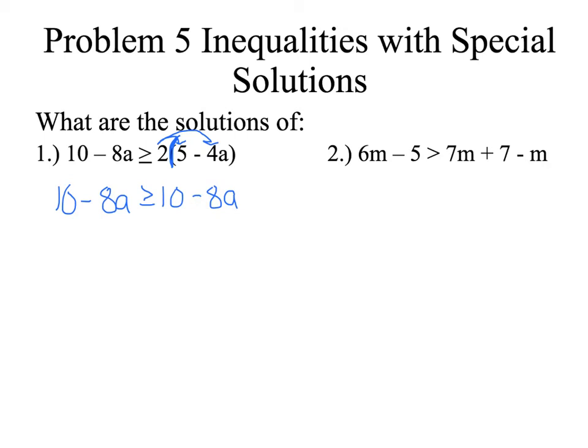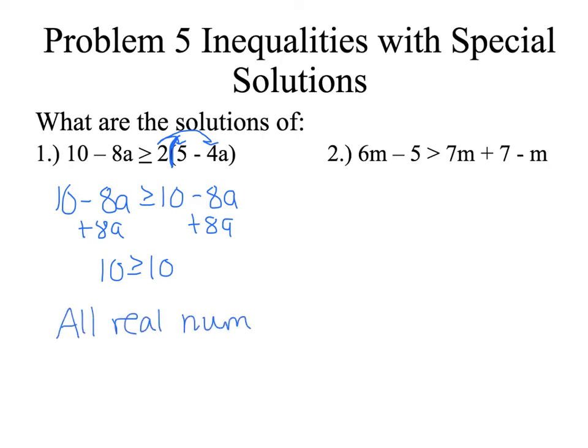If you wanted to, you could get the variables on the same side. You could add 8a to both sides, but you're still going to get the exact same thing. 10 is greater than or equal to 10. Okay, so in this case, since 10 is always greater than or equal to 10, it is always true, so the solutions would just be all real numbers. Any number that you plug into here is going to make this inequality true.